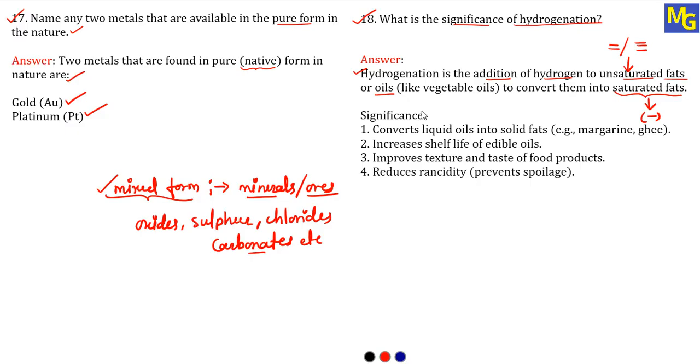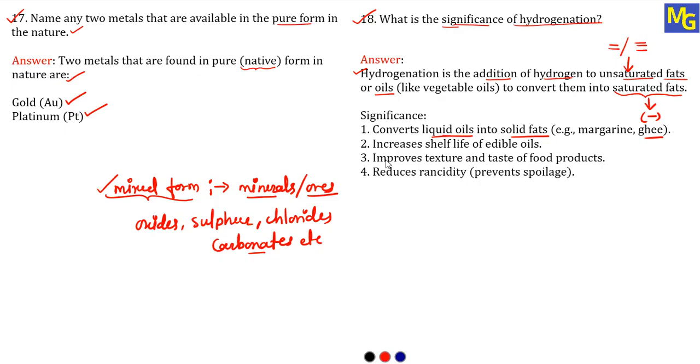What is the significance of this? Because the same thing is asked in the question paper. The significance is it helps to convert liquid oils into solid fats. Here, very important: we can convert liquid oils into solid fats by the hydrogenation method. Example, margarine or ghee. So these are the solid fats which we have formed by using this process called hydrogenation.